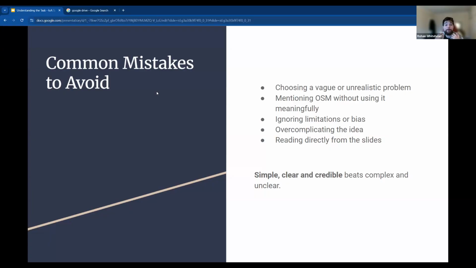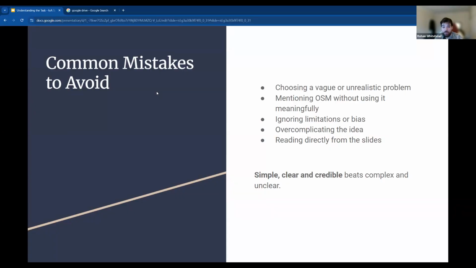You need to make sure that your product actively uses and depends on OpenStreetMaps. Simply mentioning it is not going to be enough. You need to use it meaningfully and explain how you use it meaningfully in your pitch.